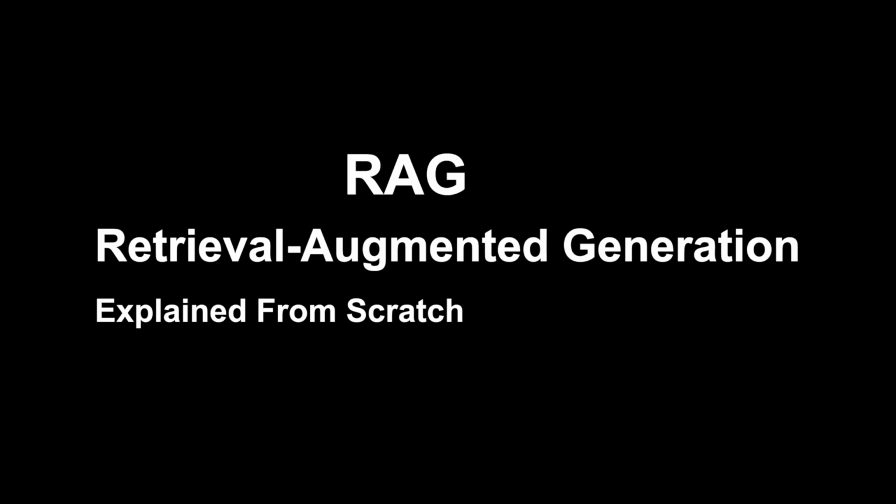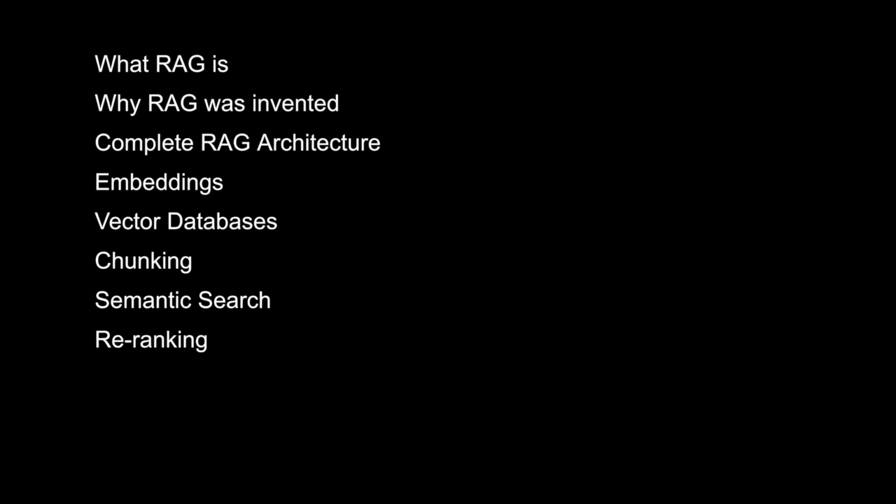Hello everyone. Have you ever asked ChatGPT a question and received a wrong answer with complete confidence? Or wondered how AI can answer questions from company PDFs, internal documents, or newly uploaded files that were never part of its training data? The answer is RAG, Retrieval Augmented Generation.